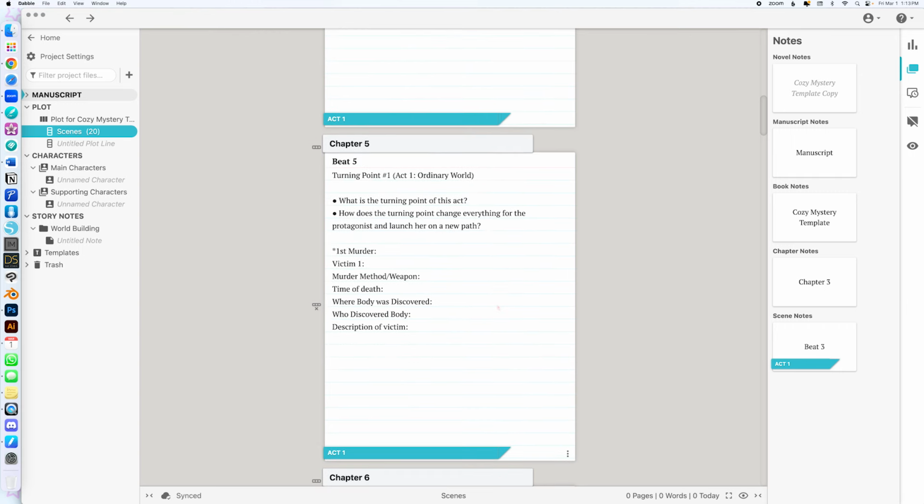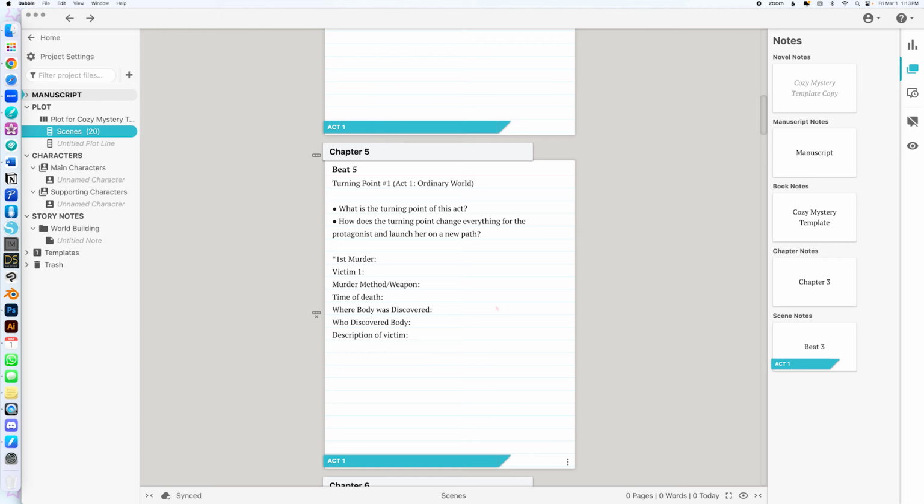Then we go into Beat 5, and this is basically the end of Act 1, the end of the ordinary world. This is Turning Point 1, and we are talking about what the turning point is in this act. How does the turning point change everything for the protagonist, and how does it launch her, I say her because I usually write female protagonists, or him on a new path? Usually this turning point in a cozy mystery is, you guessed it, the first murder. I tend to have more than one murder in my books, or a murder and another crime, but Turning Point 1 is more often than not the first murder.